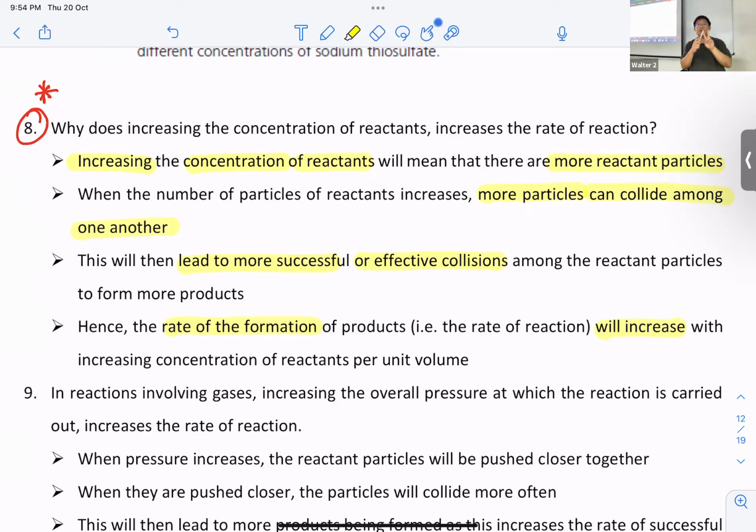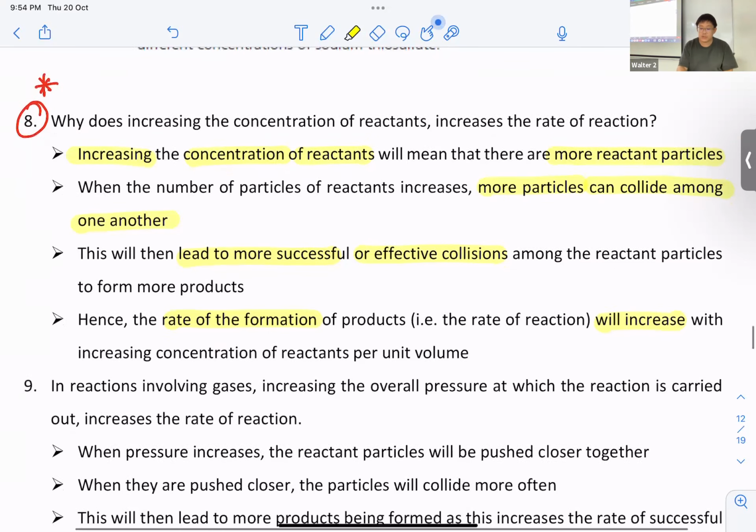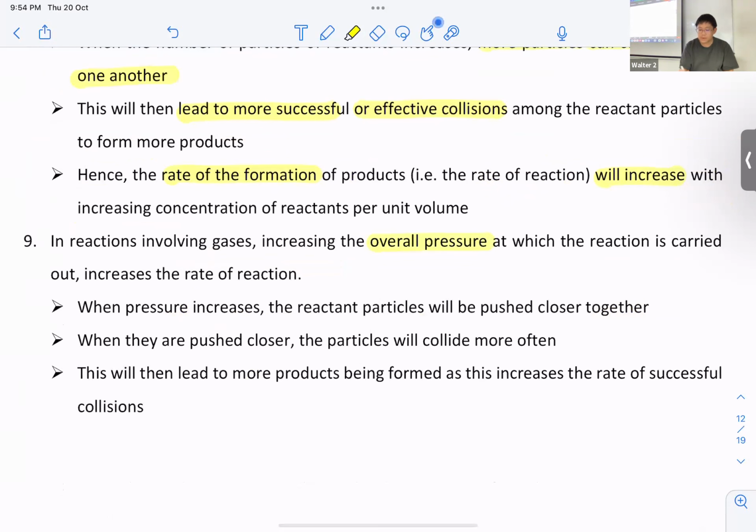Surface area and concentration. The next one is called pressure, the third factor that's going to influence your rate of reaction. For pressure, it only affects gases. Okay, for pressure, it only affects gases, nothing else. Not liquids, not solids, gases.